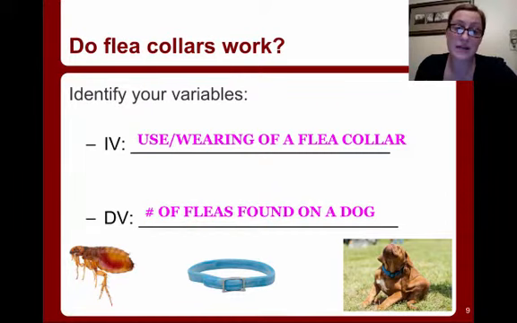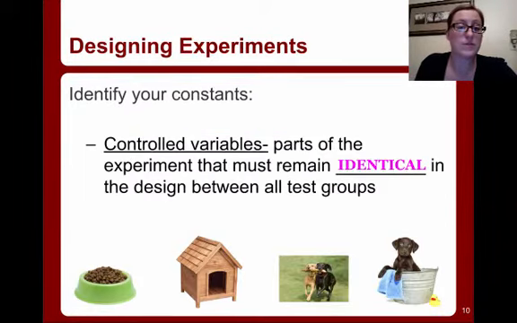So now we have the basics. Okay, we need to refine a few other variables. So we have a group that's going to have flea collars, and we have a group that's not going to have flea collars, and then we're going to count the number of fleas on them at the end of our experiment. Now we need to identify our constants, or another term for that would be controlled variables.